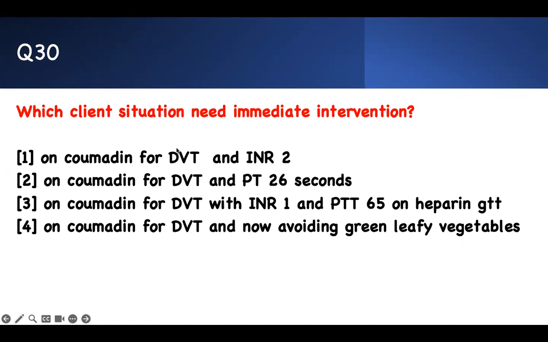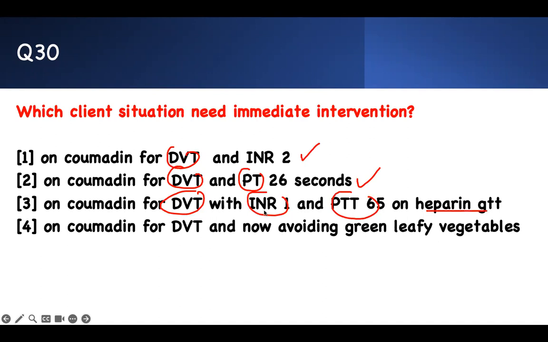I'm on Coumadin for DVT, INR of 2. Excellent. That's where I want you to be. I'm on Coumadin, DVT, and PT. The PT is 26 seconds. That's where I want you to be. I'm on Coumadin, DVT, with INR of 1, and my PTT is 60 on heparin.